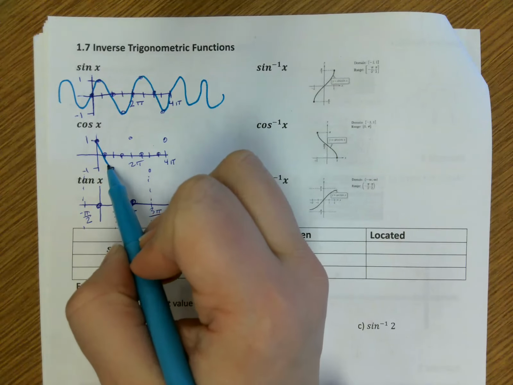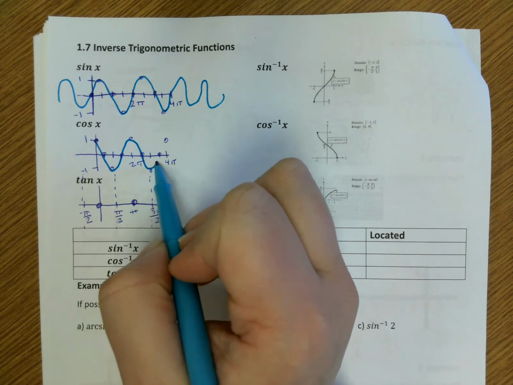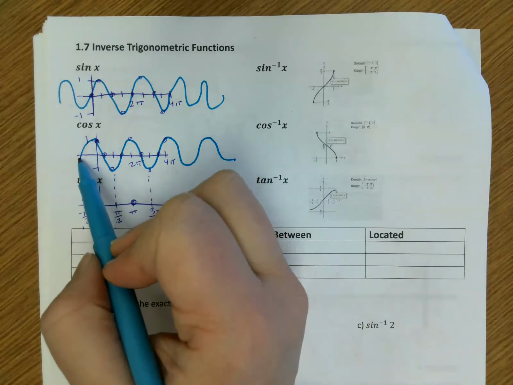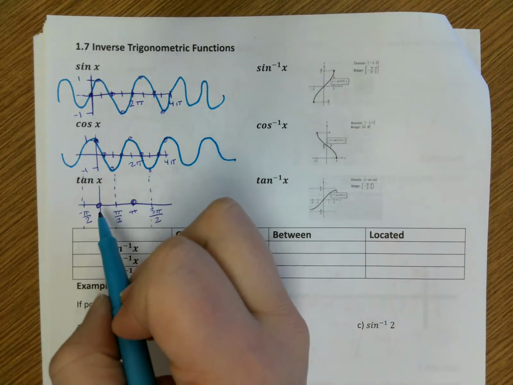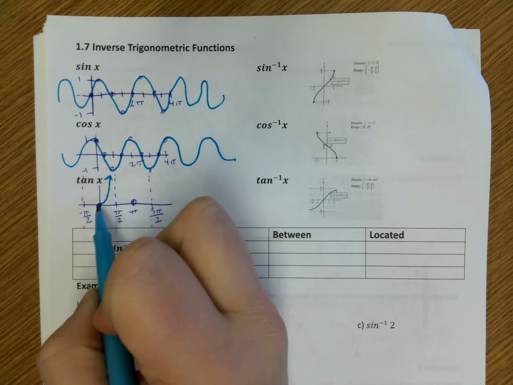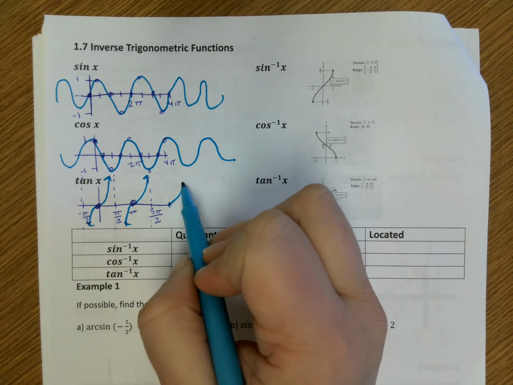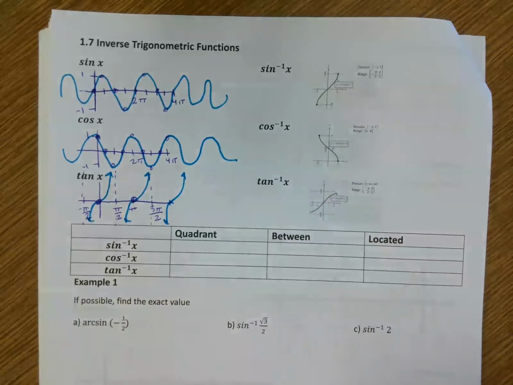Our cosine looks something like this. So similar, but it has a different starting and ending point. Oh, I did better on that one. But again, it would also go over here. Our tangent, well, this is where we have the asymptotes. So it looks something like this. But again, that would still repeat on and on forever.